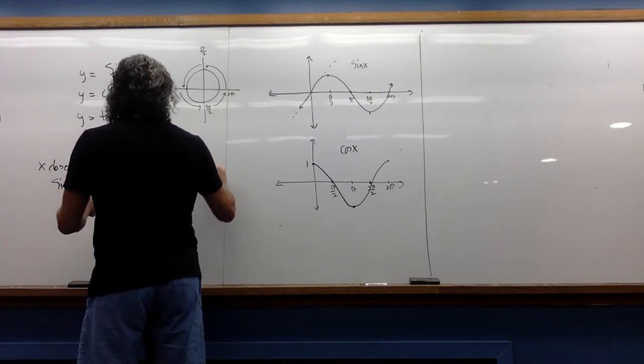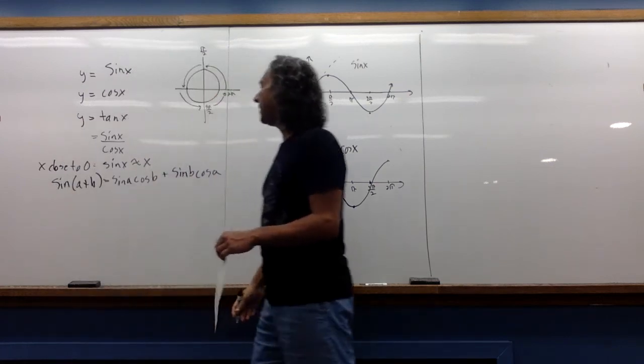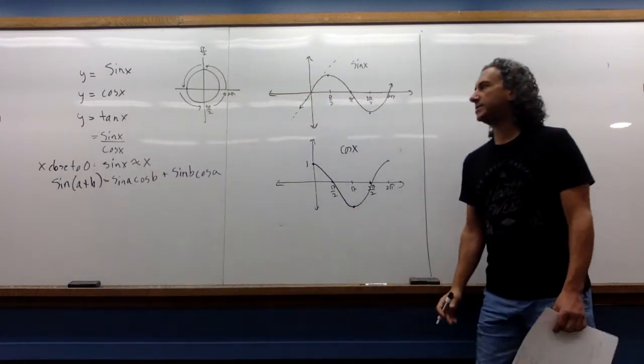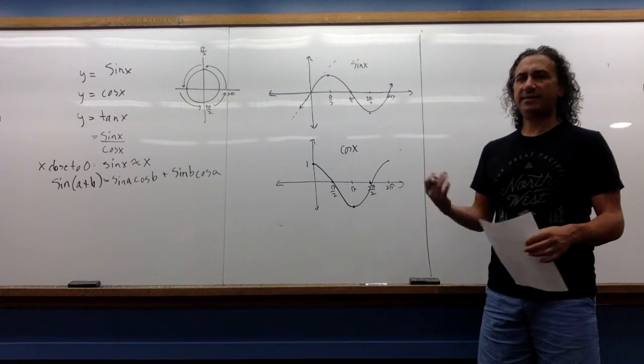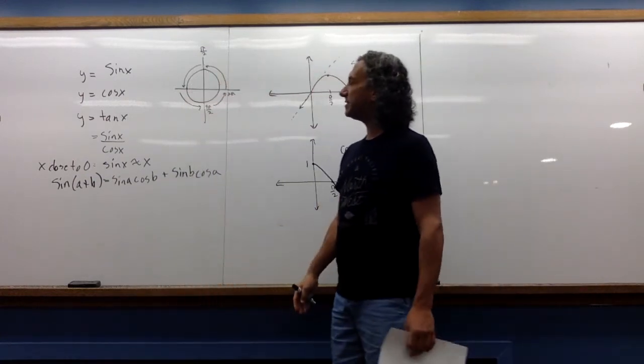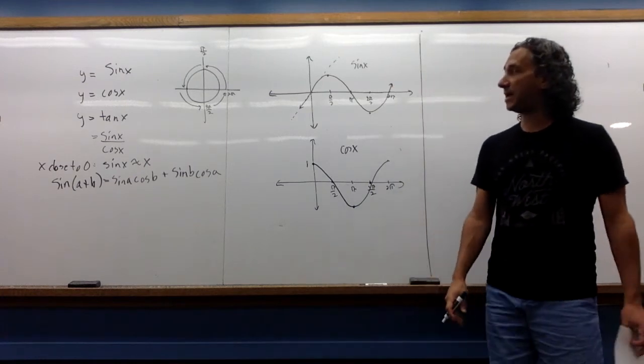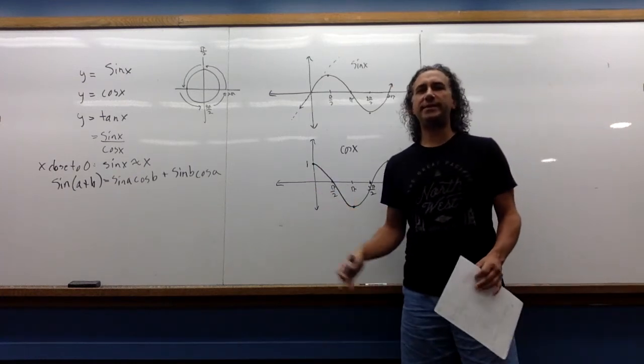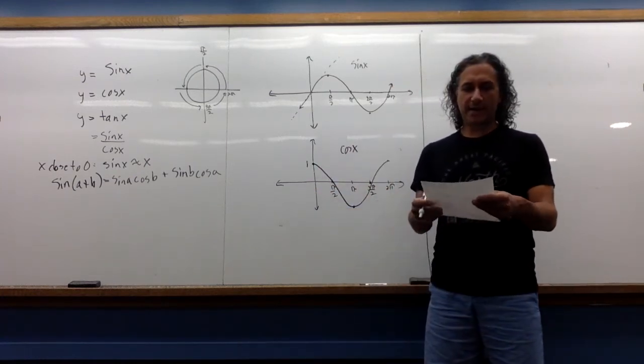It's the sine of a sum formula. There's a sine of a sum, cosine of the sum, and differences as well. The sine of the sum formula is sine of a plus b is sine of a times cosine of b plus sine of b times cosine of a. Again, I'm sure you've seen that in pre-calc. We're going to need that in a couple of minutes.